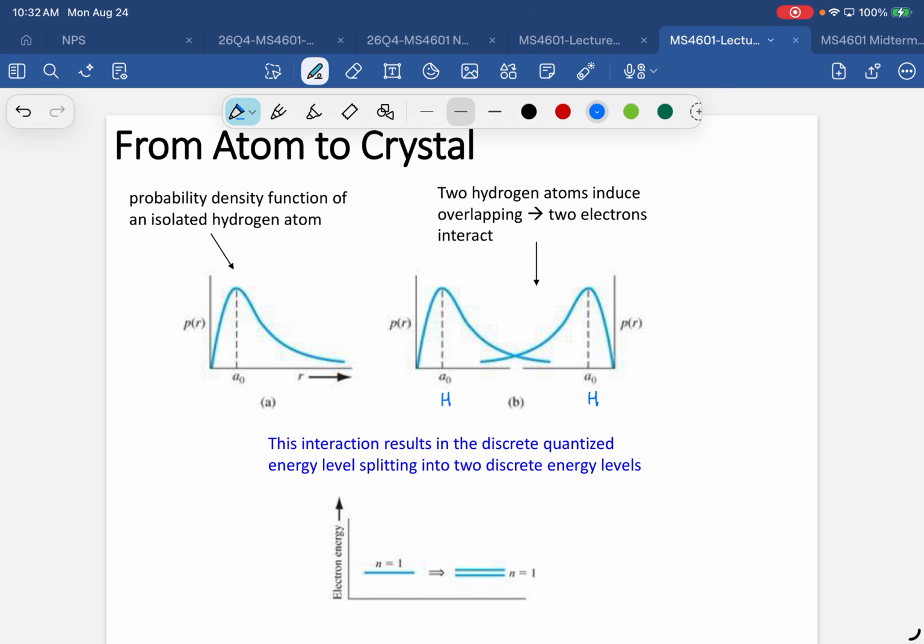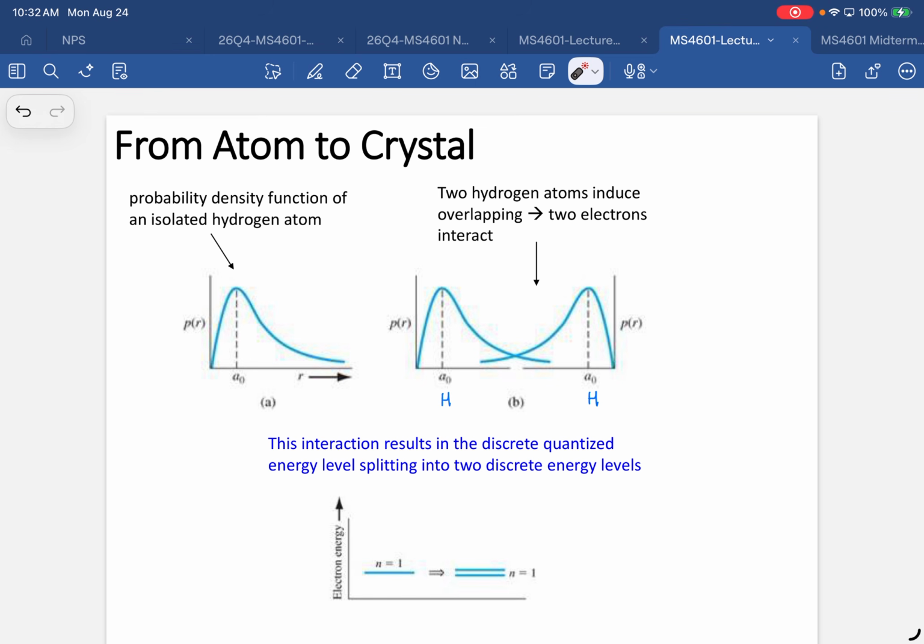Before, when it was isolated, there was just a single isolated electron. But when we bring two hydrogens close to each other, now two electrons start interacting with each other. What that does is it actually creates a discretized energy split. Before, when it was isolated, we had a single energy, right? But when we bring these two atoms close to each other, this energy level is split into two. Again, that is because of electron-electron interactions.